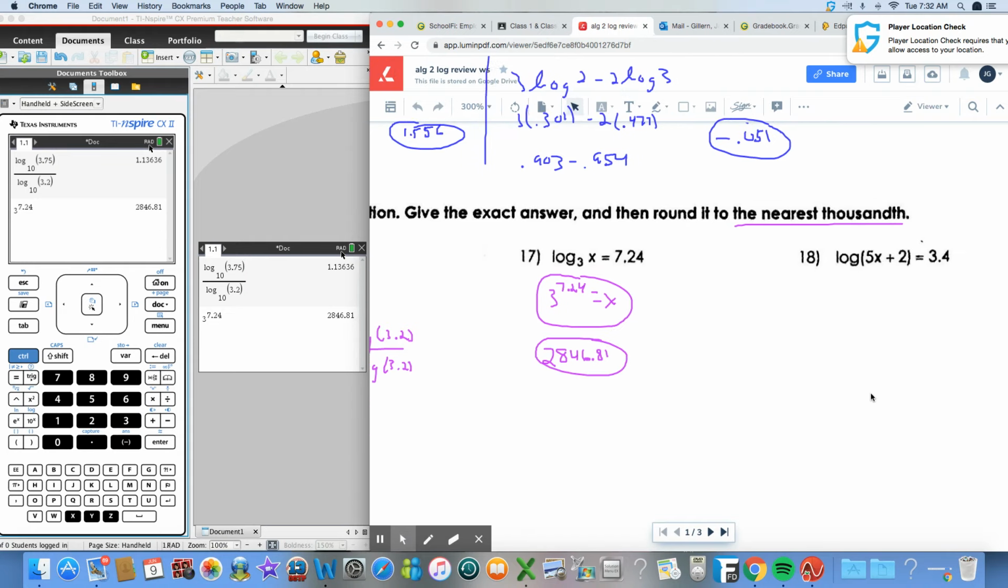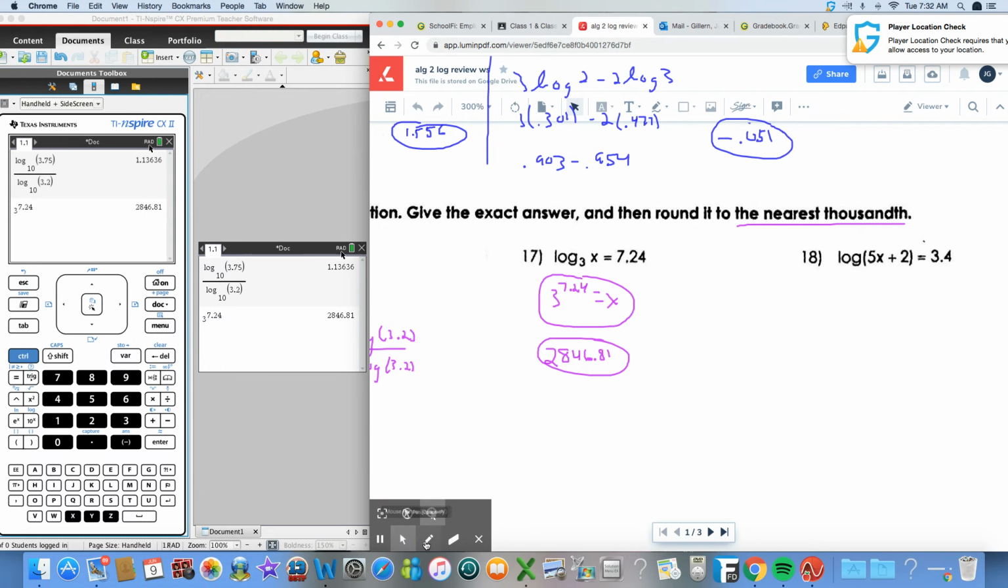All right, 18 is another just log. So you rewrite it as an exponential. It's only one log on one side. So it's the base, which is 10, to this thing over here, 3.4, equals, you go back to the left, 5x plus 2. All right, and now you solve this equation. Subtract 2, so it's 10 to the 3.4. Notice I'm not figuring out what 10 to 3.4 is yet.